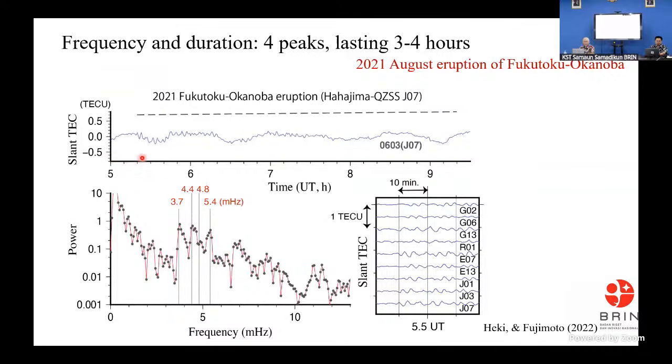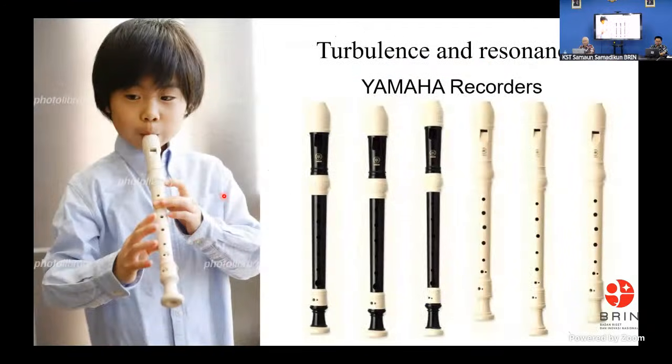And if you analyze the frequency, then you can see there are 4 different modes. 3.7 is the fundamental mode, and these are the higher harmonics. And they are all atmospheric modes. Okay, so if you do not understand well what a mode is, then it is like a recorder.